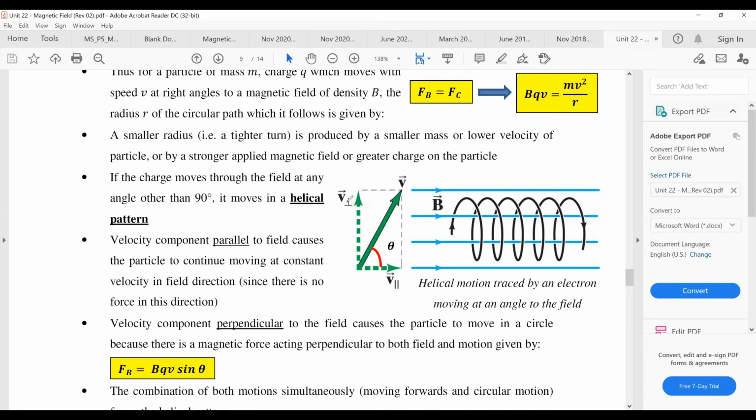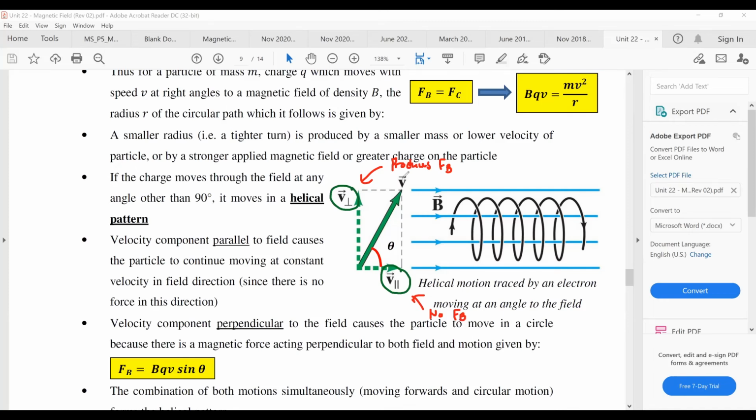What this will tell you is that you need to consider the motion in two different directions. So your velocity has two different components: one is the perpendicular velocity and one is the parallel velocity. The component of velocity of the charged particle that is perpendicular to the field is what produces magnetic force. The component of velocity parallel to the field has no magnetic force.